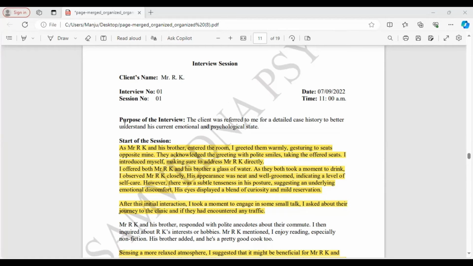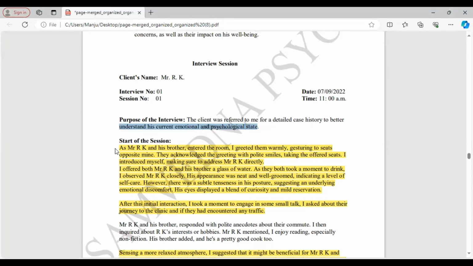Purpose of the interview: in this case, the purpose is to understand the current emotional and psychological state of the client. Start of the session: as Mr. RK and his brother entered the room, I greeted them warmly, gesturing to seats opposite mine. They acknowledged the greeting with polite smiles, taking the offered seats.